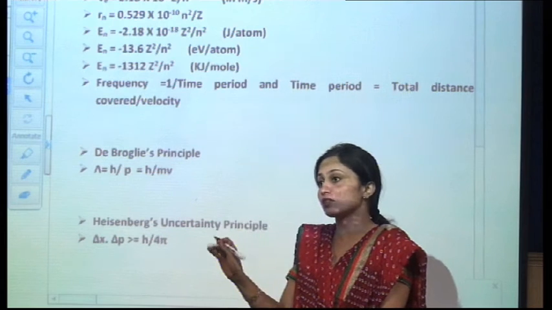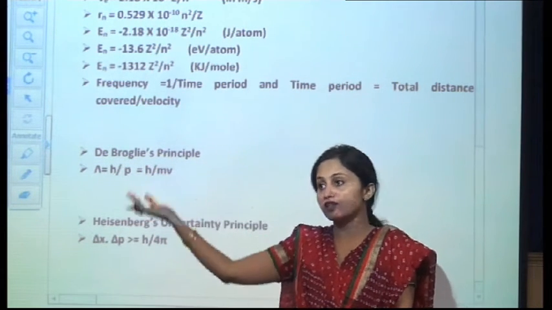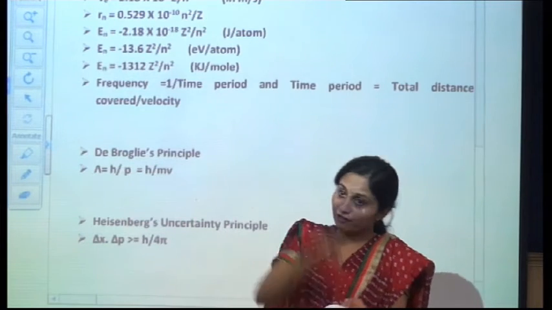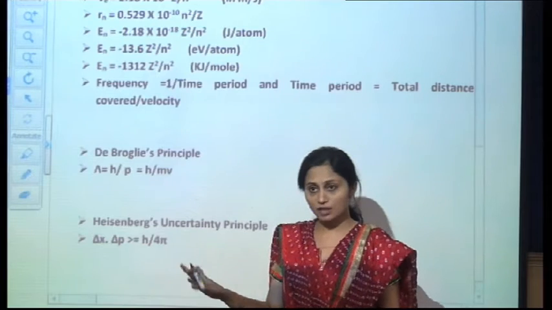Exactly, we cannot determine both. If I find out the position properly, then there will be a large difference in my linear momentum, and if I find out the linear momentum, then there may be a large uncertainty in the position.